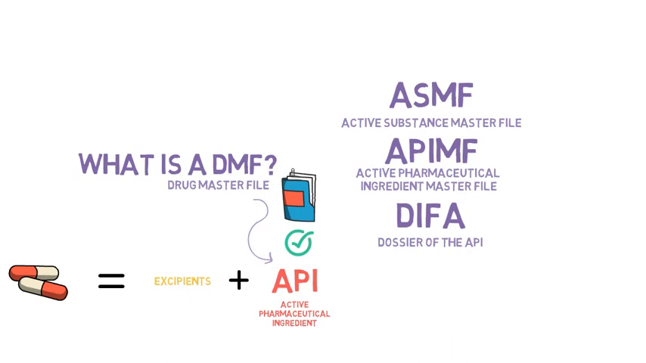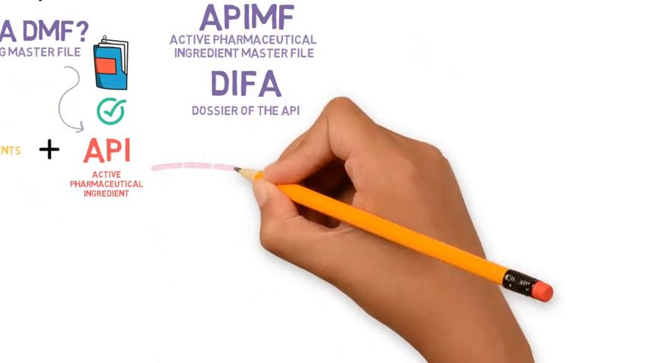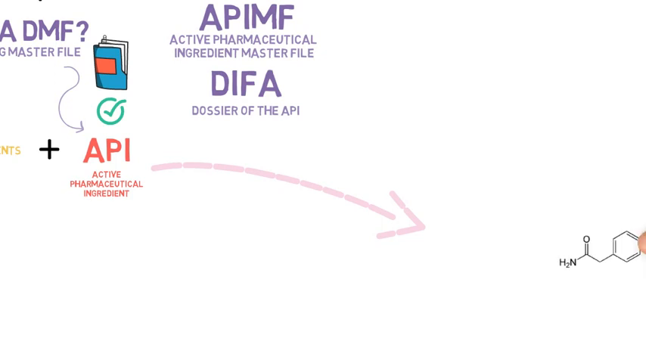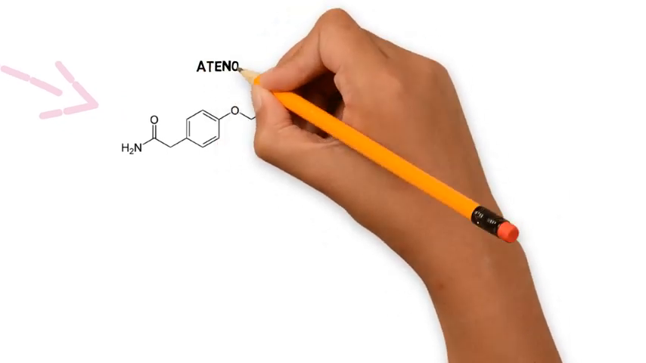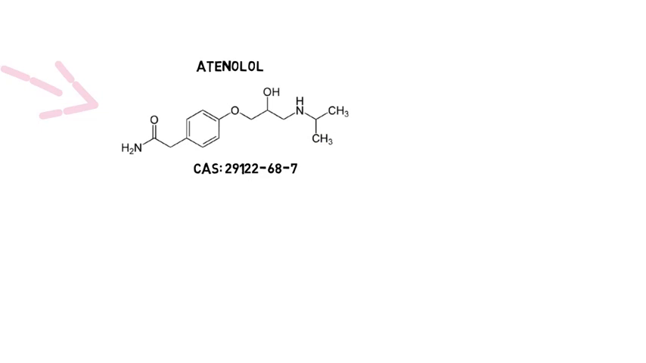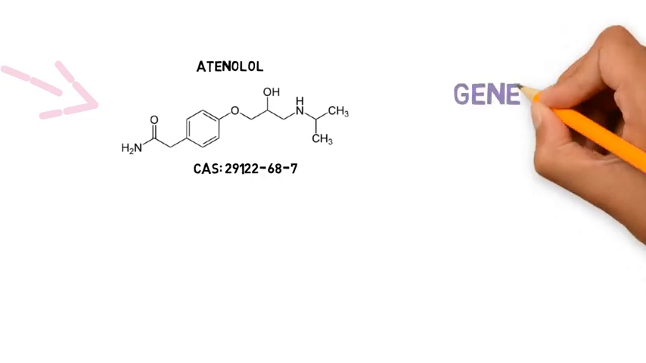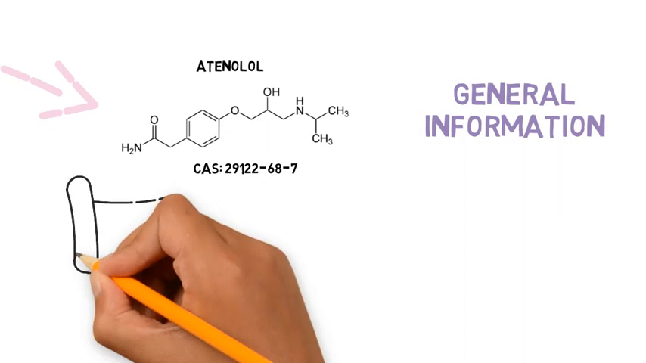The DMF is a document which is essential for the development of a new drug product by the pharmaceutical industry because it basically tells us the story of that API. But what exactly do we expect to find in a DMF? When we open the DMF, we will first find out which API it refers to, its name, chemical structure, CAS number, and some properties. This is the general information section.